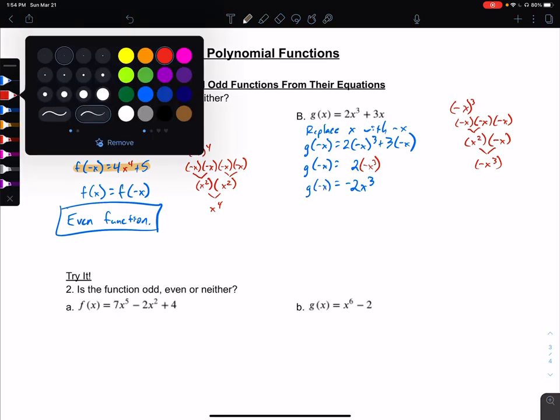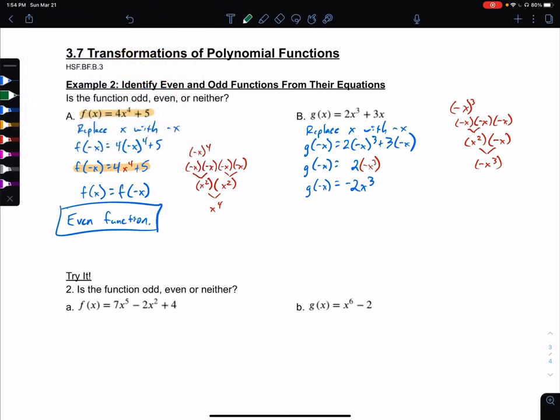Let's change colors here. Now let's look at the 3 to the negative x, this piece here. So that 3 would come down. Negative x, actually let's save ourselves some time here. It's just negative x. We know negative x times 3 is negative 3x. So that would be brought down. G of negative x, we're now going to compare this piece here to this here.